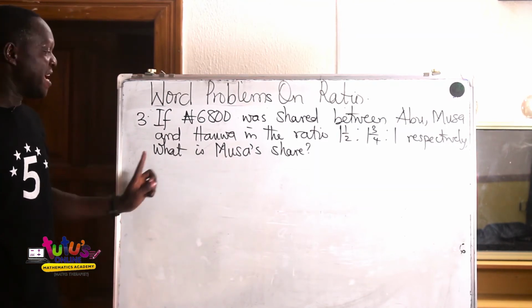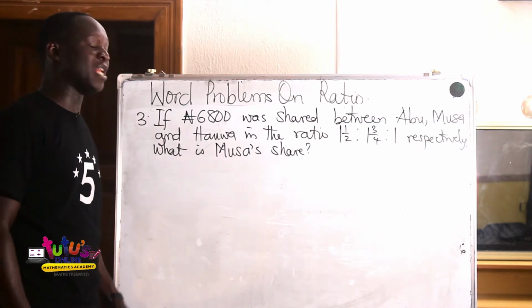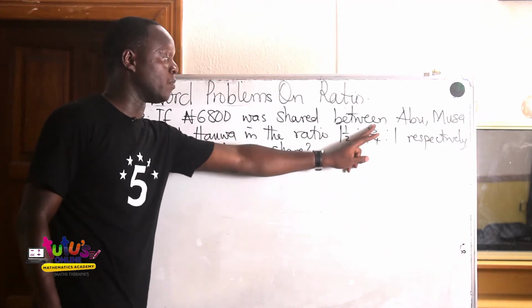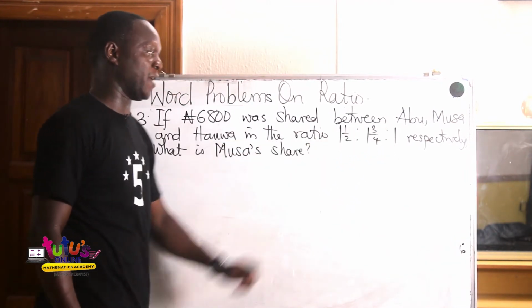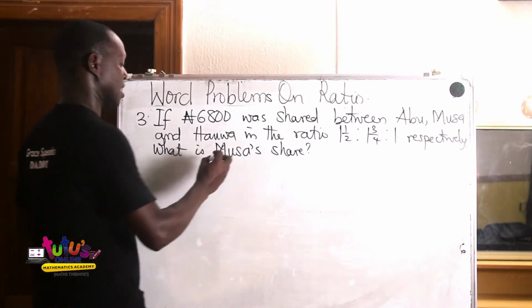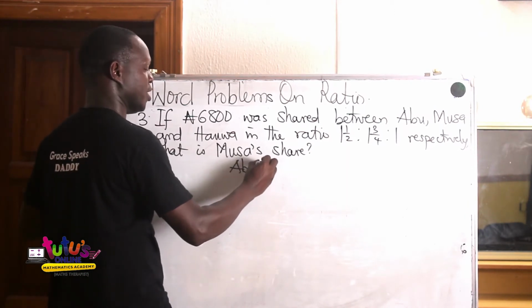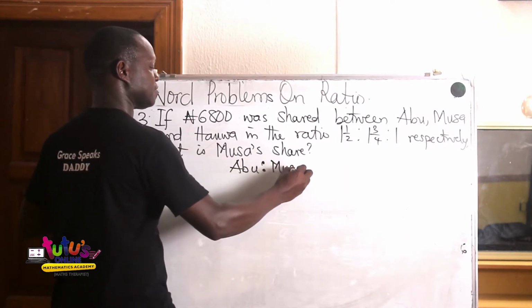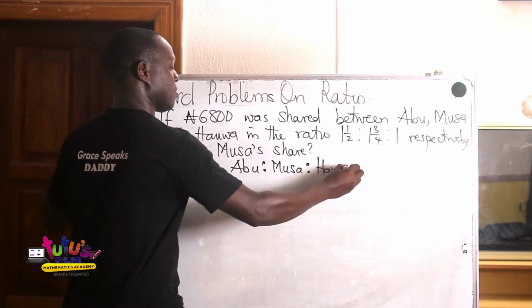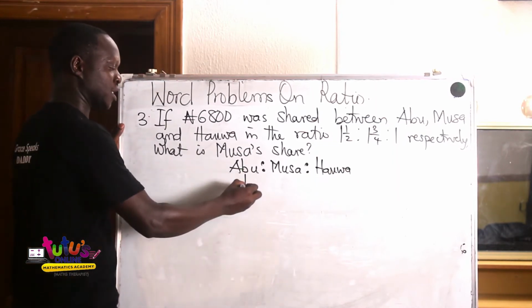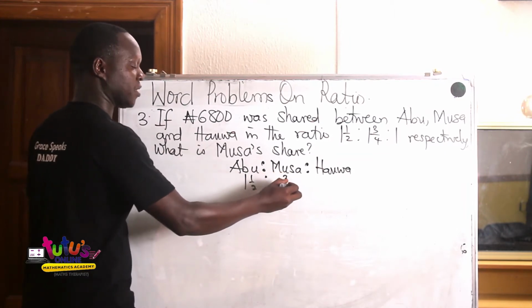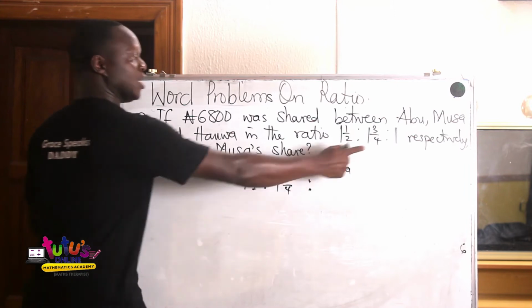Number 3 says, if 6,800 naira was shared between Abu, Musa, and Hawa in the ratio 1 whole number 1 over 2, ratio 1 whole number 3 over 4, ratio 1, respectively, what is Musa's share? So like I've been doing, arrange it in order. Abu, ratio Musa, ratio Hawa. We have Abu's share to be 1 whole number 1 over 2. Ratio Musa's own is 1 whole number 3 over 4. And Hawa's share is 1.